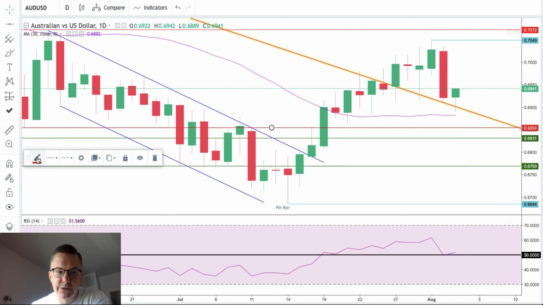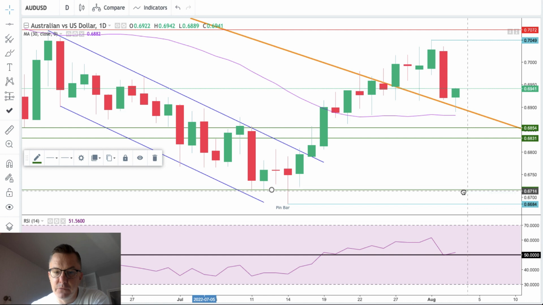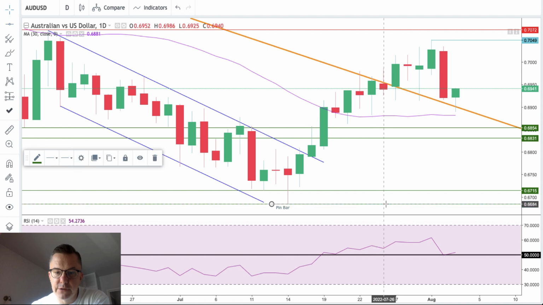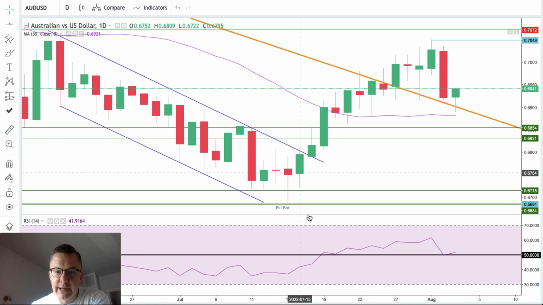6,831 on the Australian dollar to the American dollar, and 6,854. Those are the technical supports. There's one more, of course, around the level of 6,767. However, this one will be moved a little bit lower towards 6,715. The last level worth mentioning is the low from, again, the 14th of July 2022, which is located at the level of 6,684. Since then, a very nice bounce.